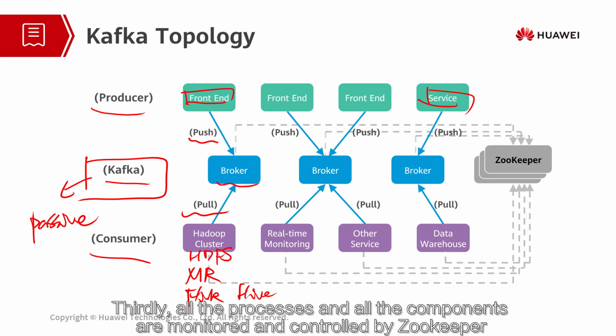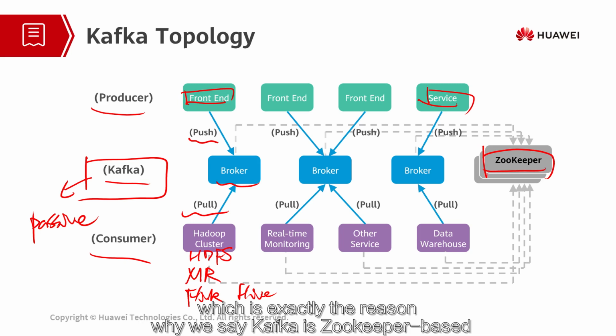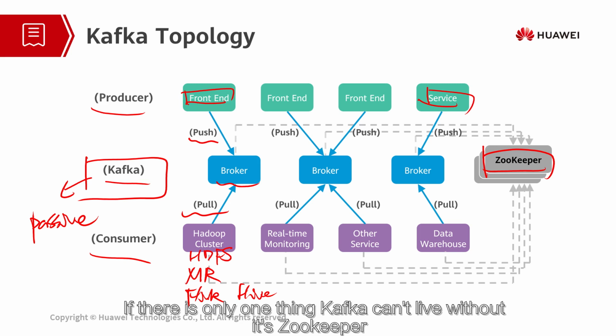Thirdly, all the processes and all the components are monitored and controlled by Zookeeper, which is exactly the reason why we say Kafka is Zookeeper-based. If there is only one thing Kafka can't live without, it's Zookeeper.